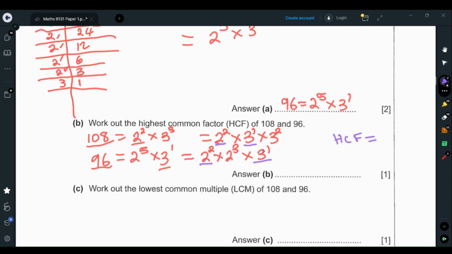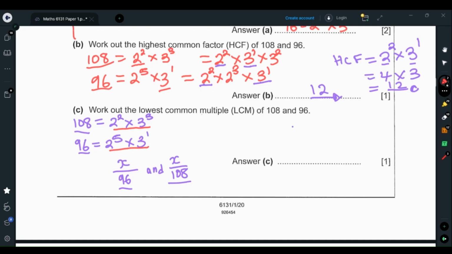So we take all those numbers that are common in the two numbers and write them only once. We do not have to repeat them, okay? So 2 squared and 3 to the power 1. Multiply them. These are the numbers that are common. 2 squared is 4. 3 to the power 1 is just 3. 4 times 3 gives us 12. Bingo. So 12 is the highest common factor of 108 and 96. Nice.